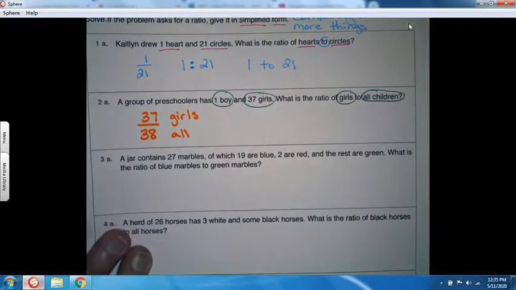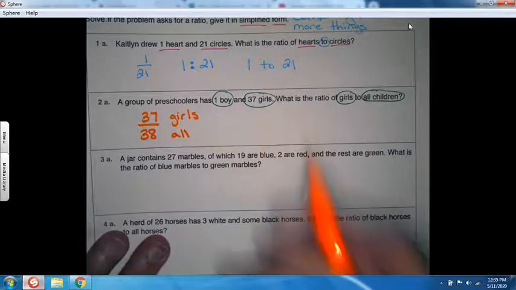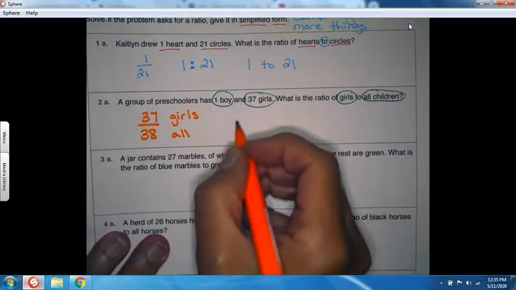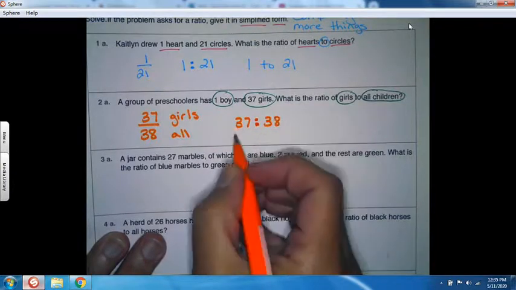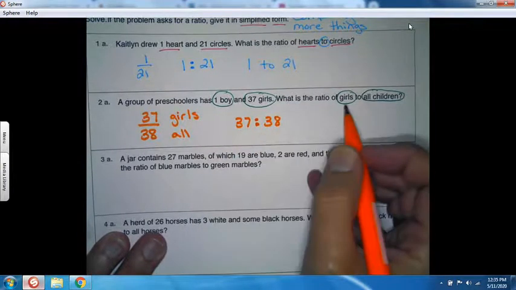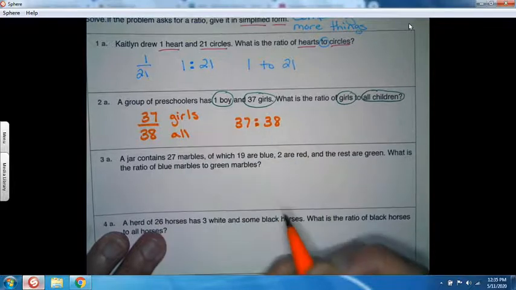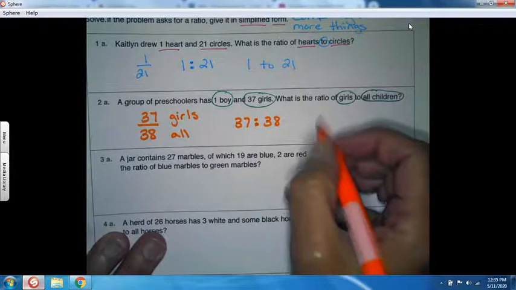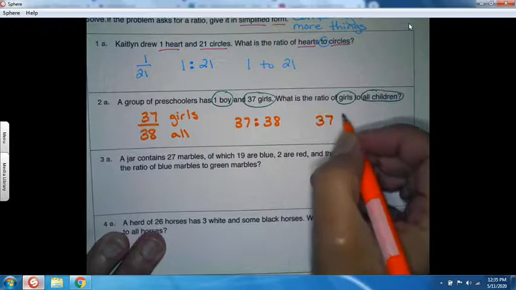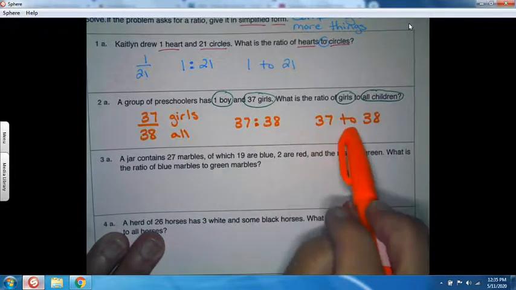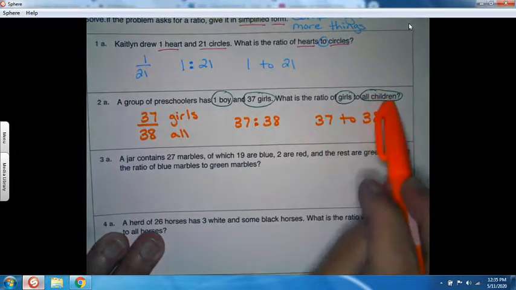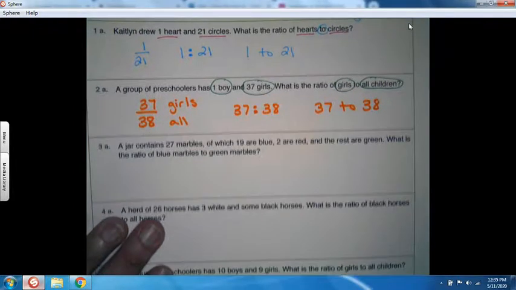Okay? So, that's pretty easy, right? Now, write it the other 2 ways. So 37 colon 38 has to go first. 37 has to go first because it says girls. Girls has to go first. Sorry, boys. And then 37 to 38. Girls to all children. That's exactly what it says up there. Okay.